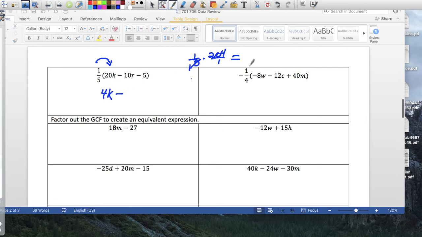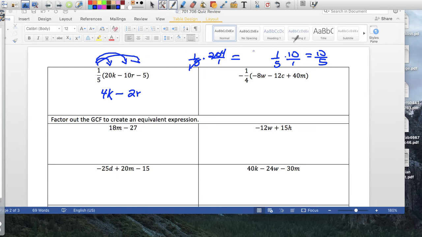Positive and negative is a negative, so the same thing again. 1/5, you're multiplying 1/5 times 10. Think of it, 1 times 10 is 10. At the bottom, 5 times 1 is 5, and 10 divided by 5 is just 2. Or you could have simplified before you multiply, same thing. 10 divided by 5 is 2, so it's 2r.